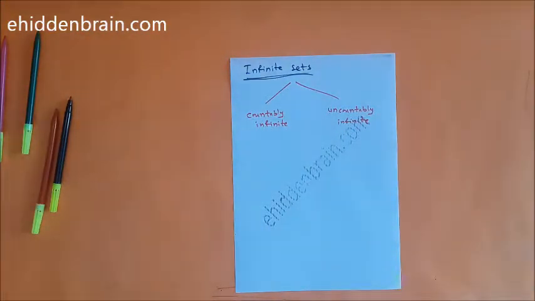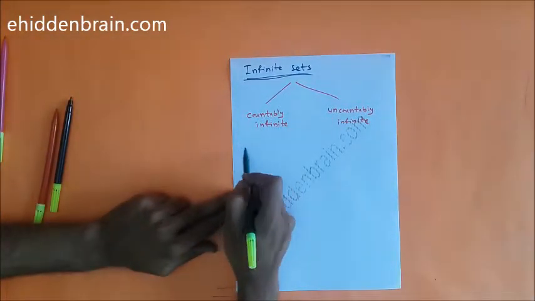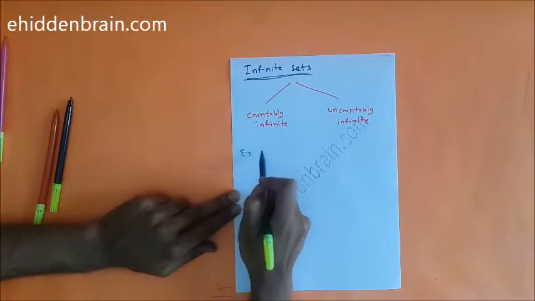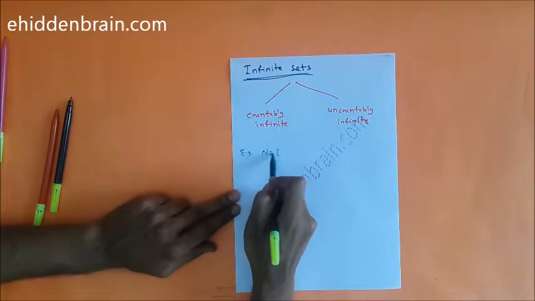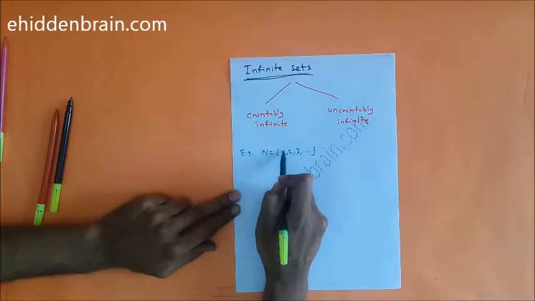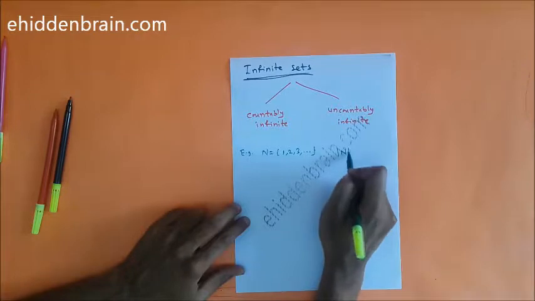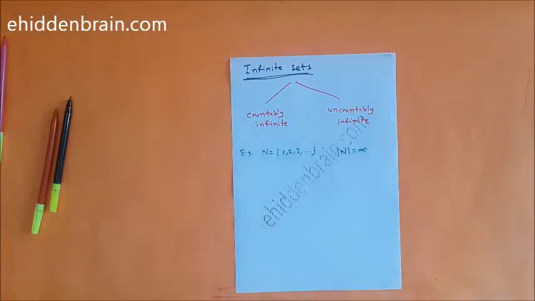Infinite set is a set which consists of an infinite number of elements. Like for example, set of natural numbers is an infinite set because it starts with 1, 2, 3 and it goes up to infinity. That's why the cardinality of N is infinity, I can say, because there are infinite numbers in it. Right? Now, what is countably infinite and uncountably infinite?